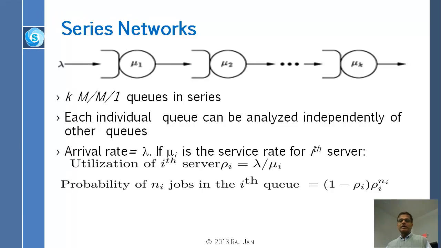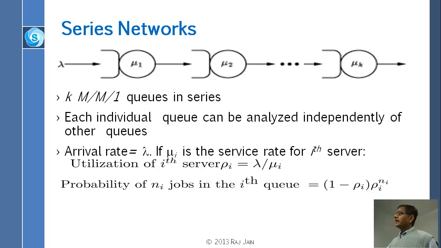So let's take a simple network. The simplest network would be a series network. You go to one queue, from there you go to the second queue, then to the third queue. Now the interesting thing about this series network is that if the input is Poisson, what is the output here? Poisson, right. So everywhere it is Poisson. So even though there are many queues, you could analyze this queue independent of that queue and independent of that queue. So each queue can be analyzed independently.